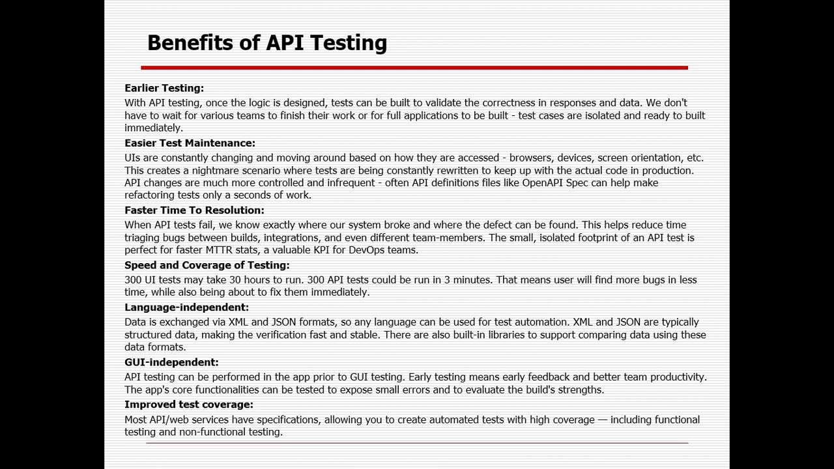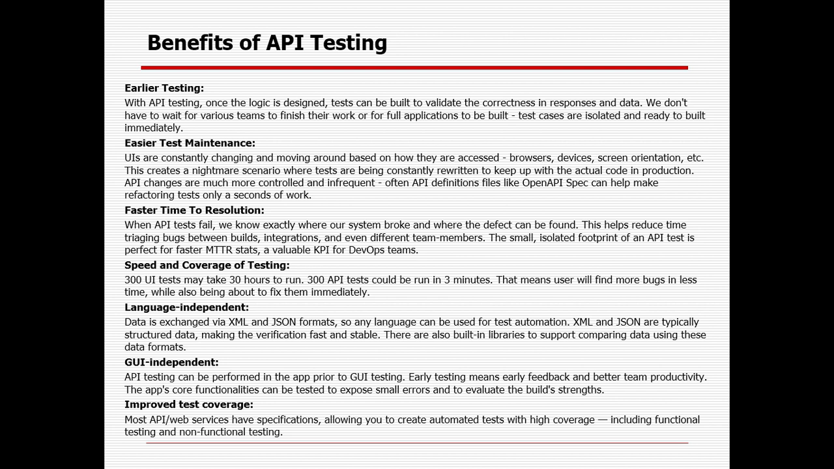Lower test maintenance. UIs are constantly changing and moving around based on how they are accessed: browsers, devices, screen orientation, etc. This creates a nightmare scenario where tests are constantly rewritten to keep up with the actual code in production. API changes are much more controlled and infrequent. Often API definition files like the OpenAPI spec can help refactor tests in only a second of work.